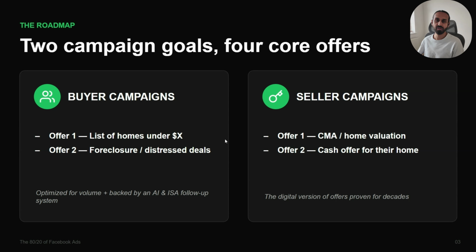We do actually also run just listed and just sold campaigns. Just listed campaigns are run so that we can generate buyer leads off the back of that, and that would depend on the price points of the property and various other things when it comes to advertising that property. And then we also run just sold campaigns, which would generate seller leads off the back of these.